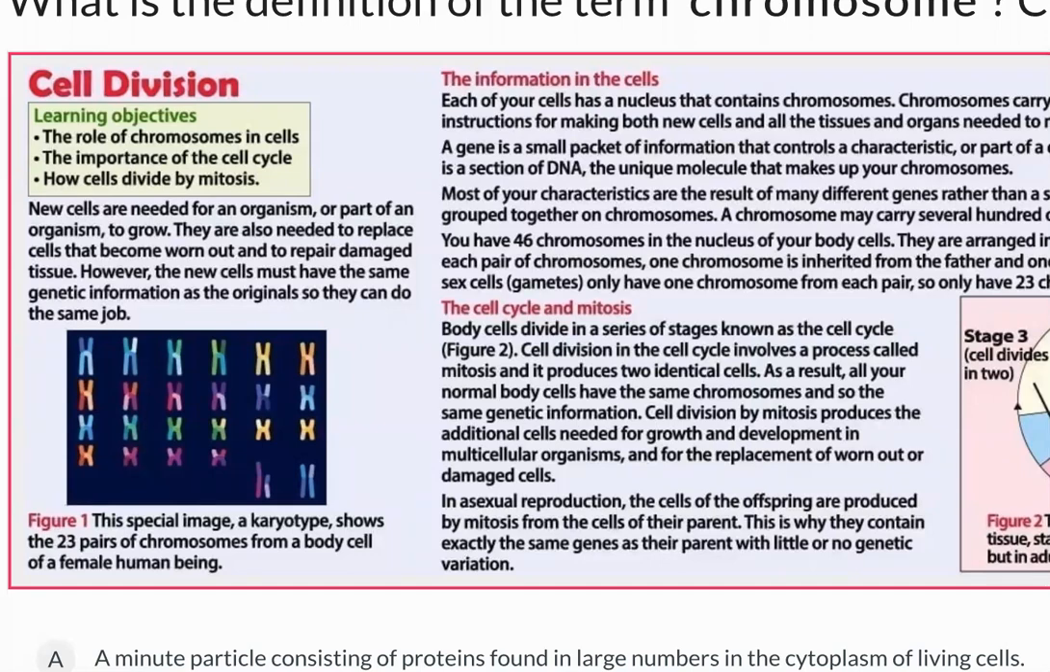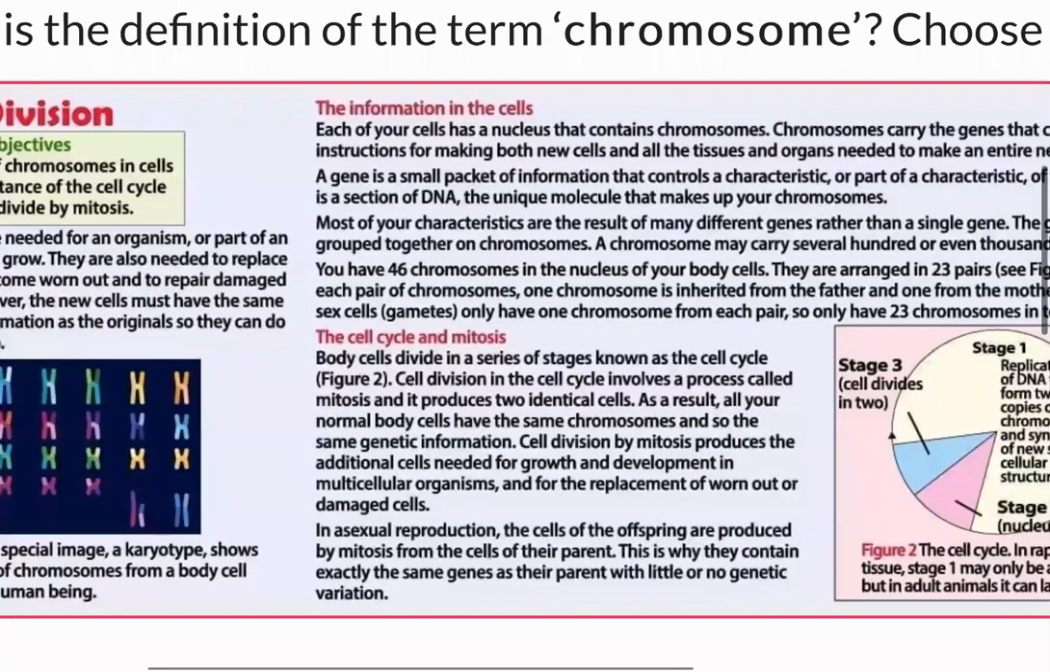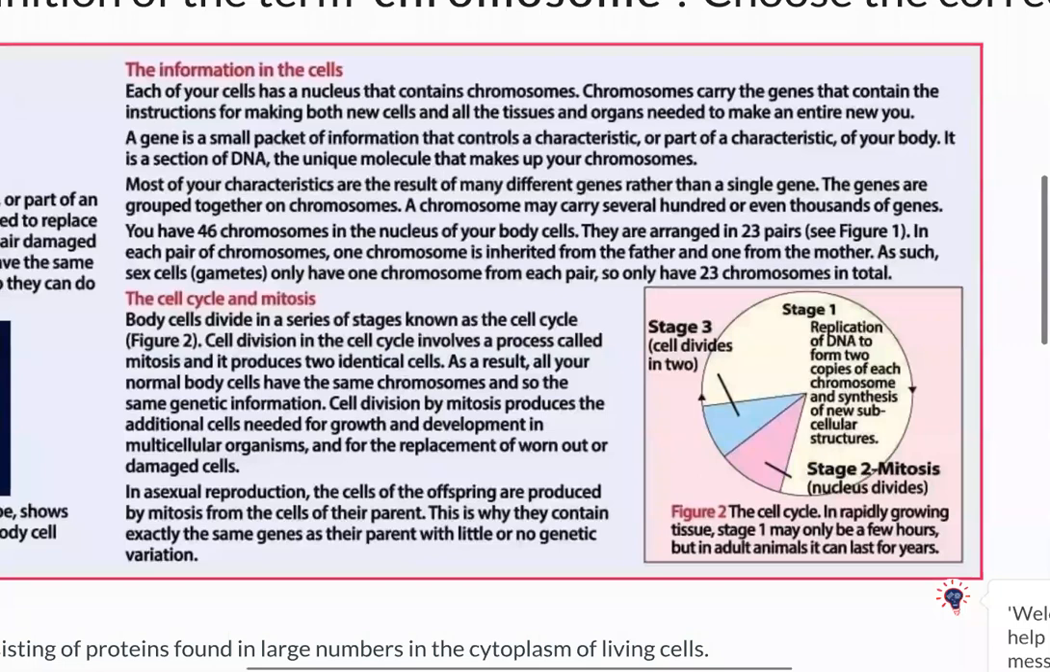And you've got a small diagram here in figure 1. This special image, a karyotype, shows the 23 pairs of chromosomes from a body cell of a female human being. So the cells die and new cells are born. Cells that are damaged have to be repaired in the system.